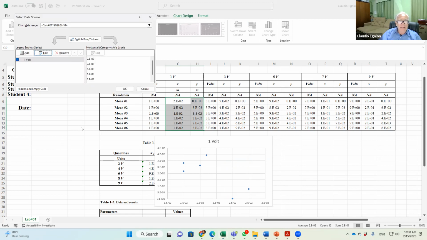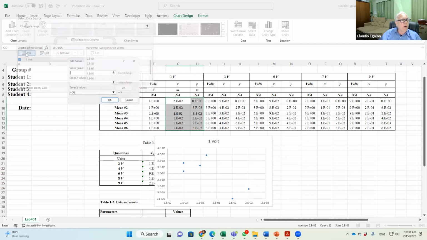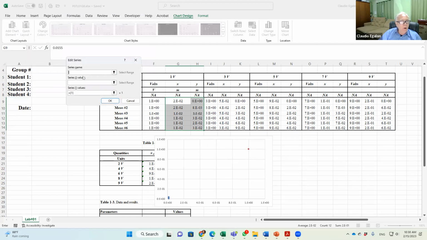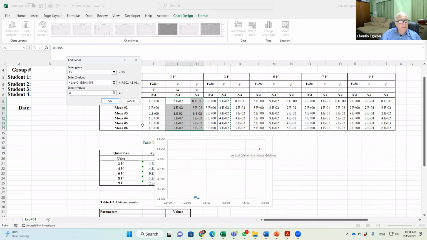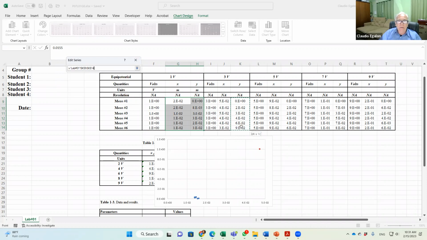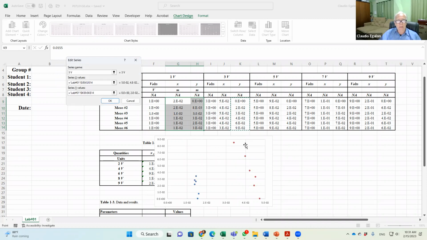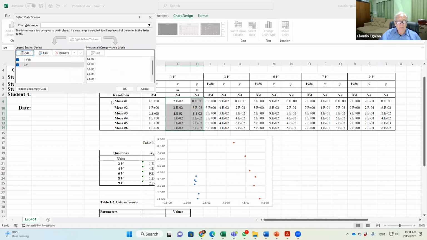And now that I have my first set of data points plotted in the graph, I'm going to add 1 more. And I'm going to call that 3 volts. I'm going to select the X values under 3 volts, and I'm going to select the Y values under 3 volts. See the plot, what ended up happening? And then you do the same for the rest.